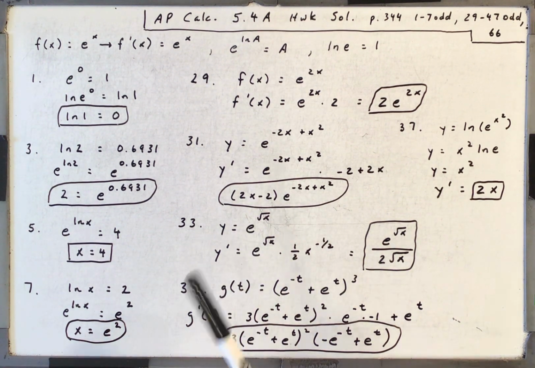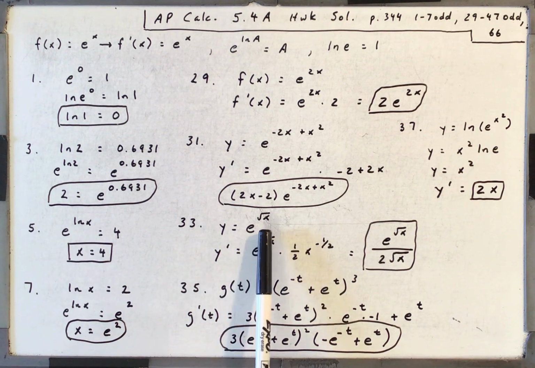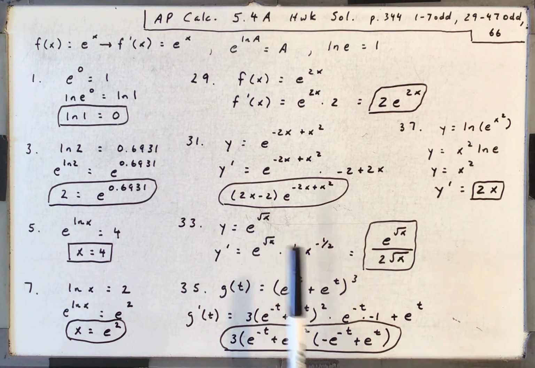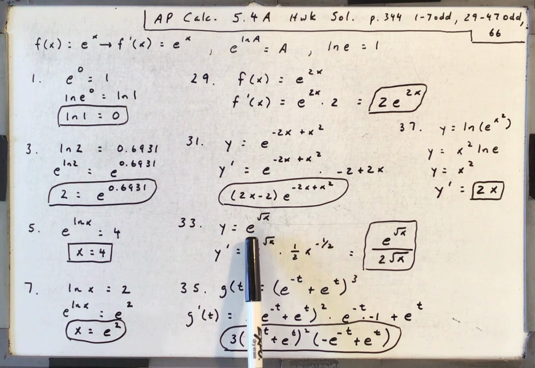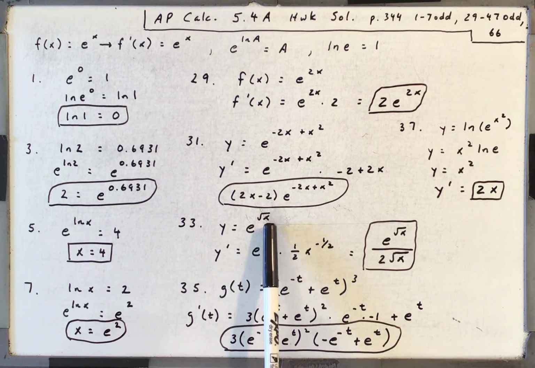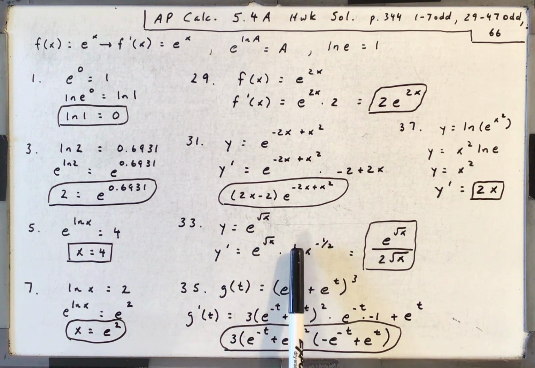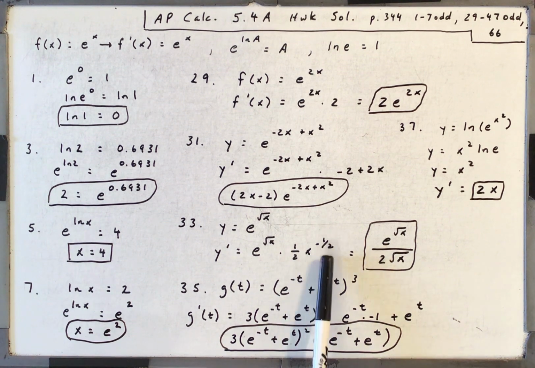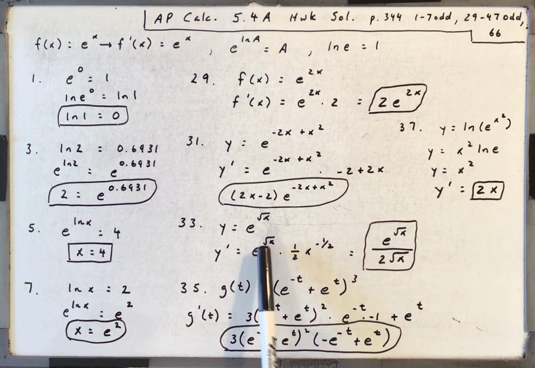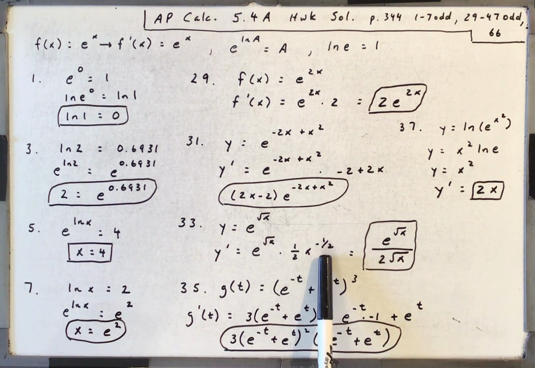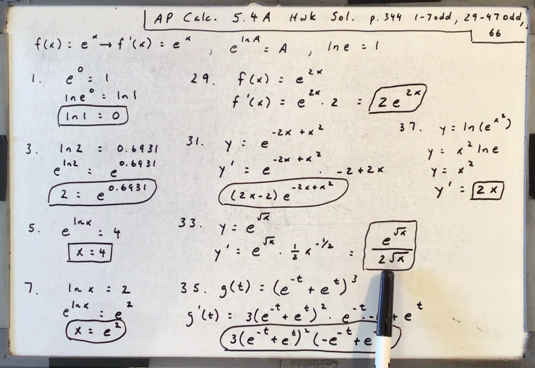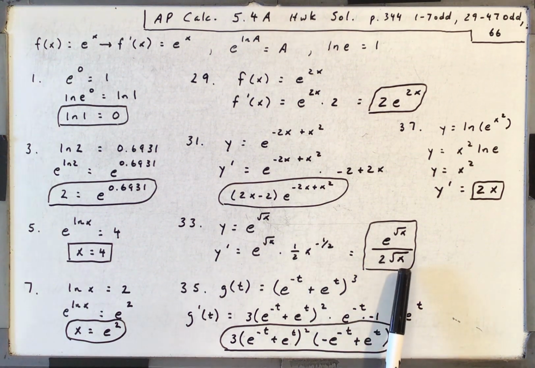All right, number 33, we have y is equal to e to the root x. So y prime would be e to the root x times the derivative of root x, which would be 1/2 x to the minus 1/2, which is the same as 1 over 2 root x. So cleaning that up, we'd have e to the root x on top, and then making that negative exponent positive, over 2 root x. If you wrote 2x to the 1/2, that's also fine.